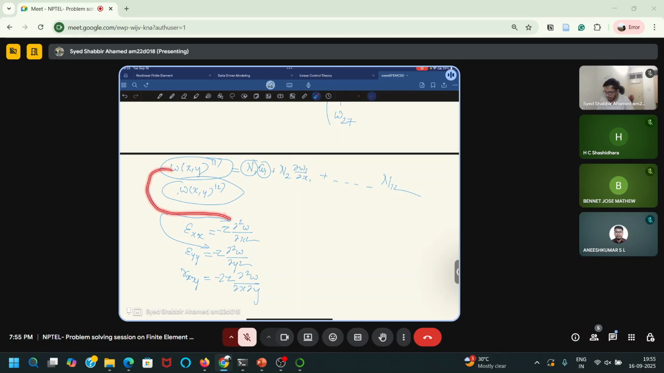You get W1, then you can find out the strains at the top surface at the middle of the element. Middle of the element means you have to find out the corresponding xy value for the mid point of element 1 and element 2 and substitute that, you will get these strains. Similarly, do it for element 2 also. That's how simple it is.